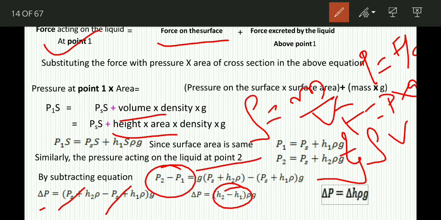So the pressure at two different points, we can calculate the difference between the pressures by this equation, that is del P equals del H rho g.